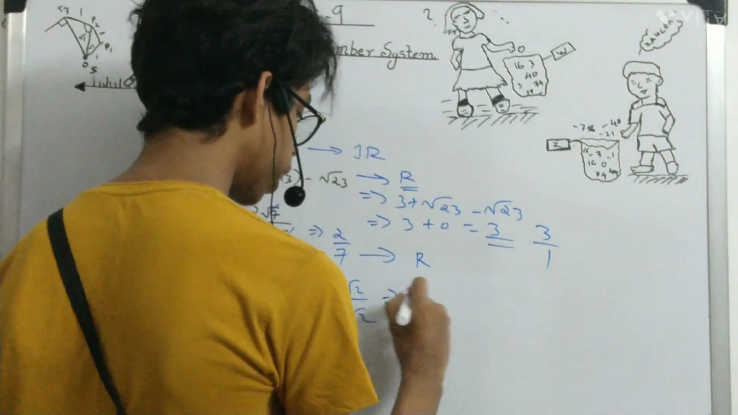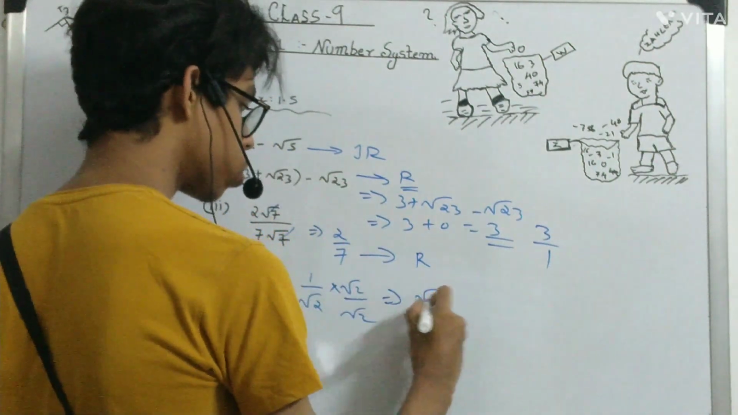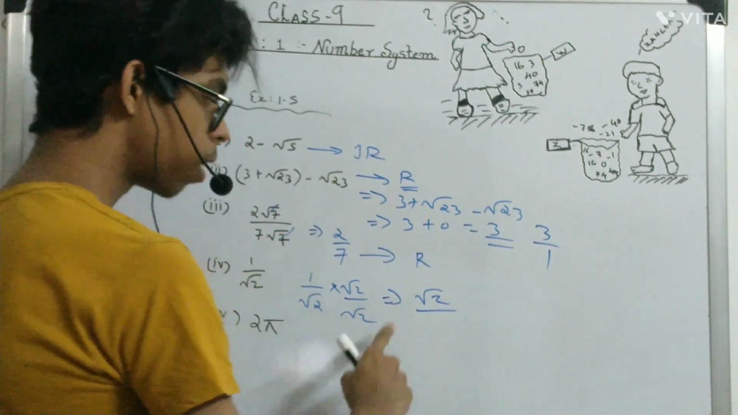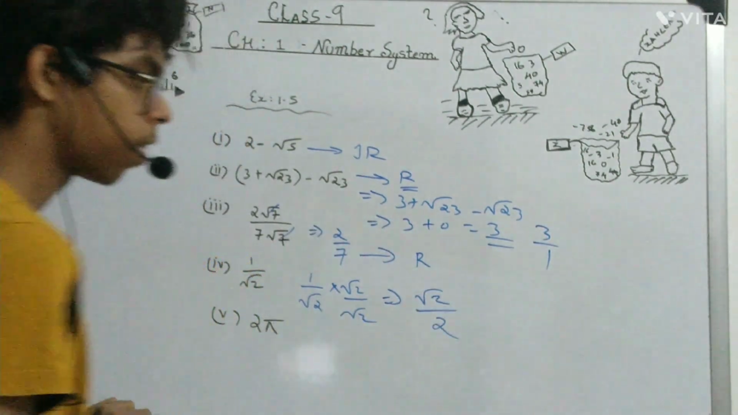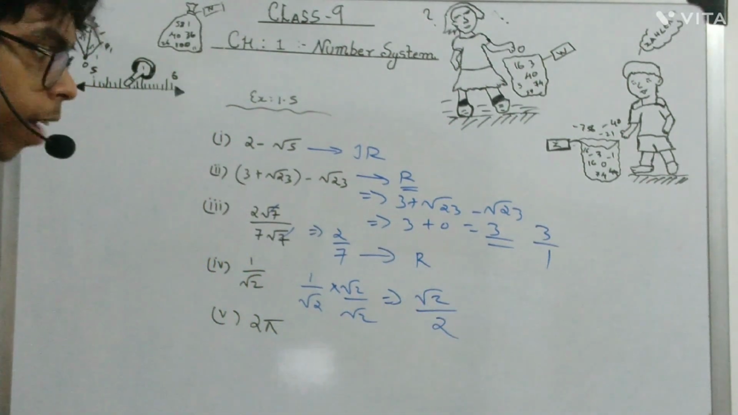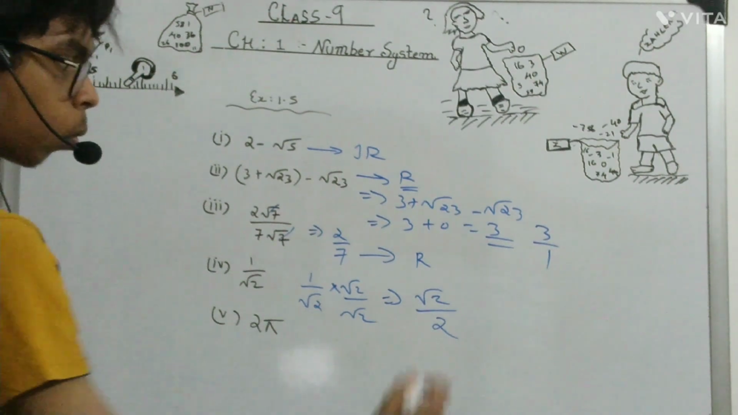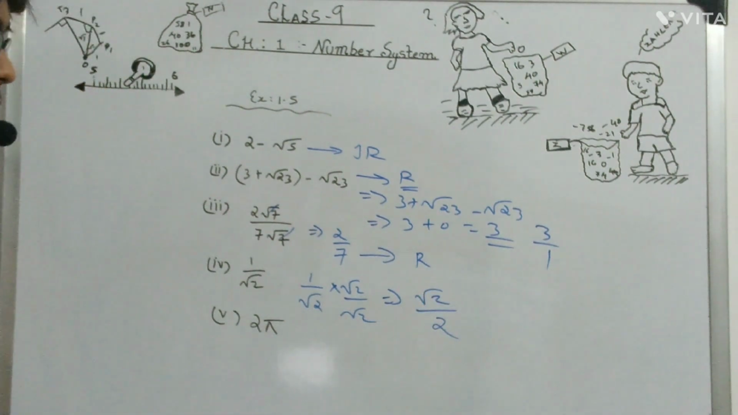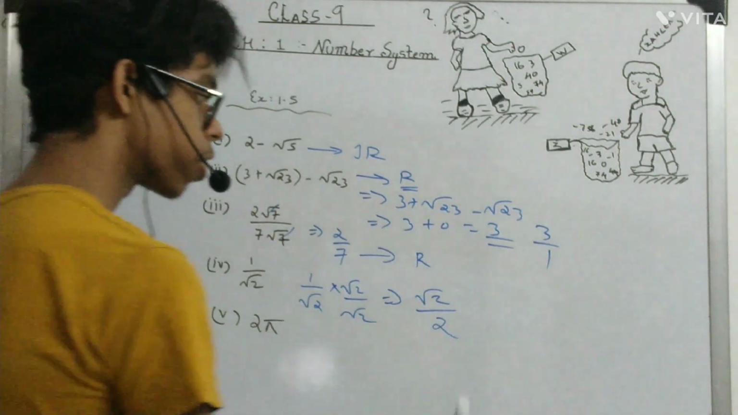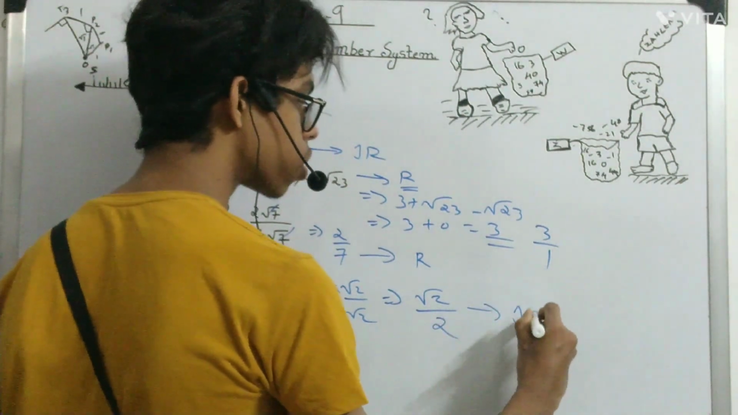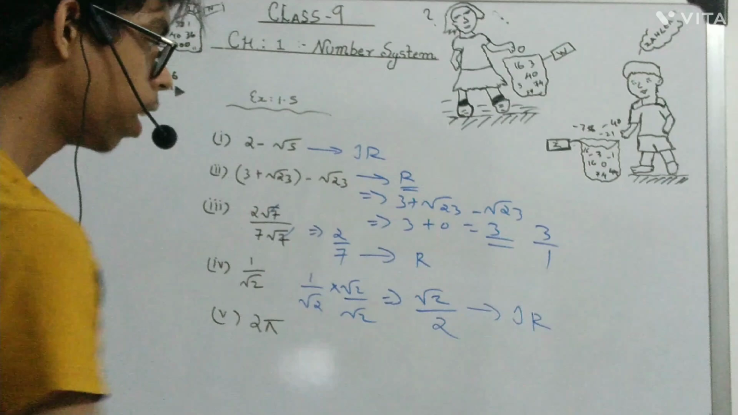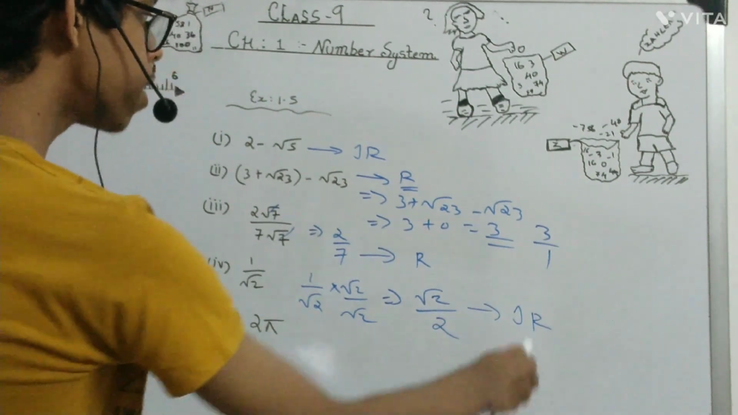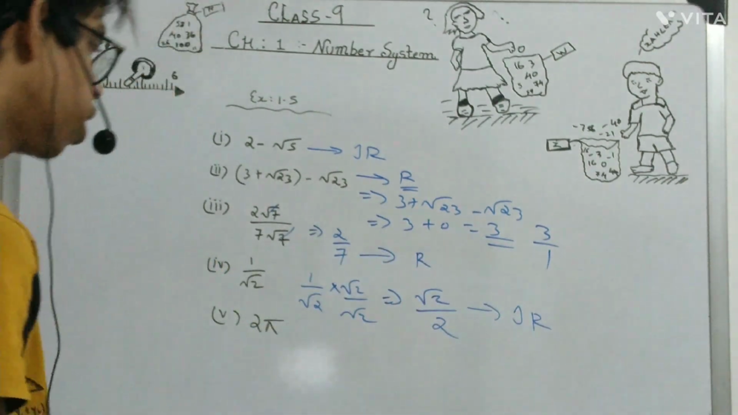So when we do, what will we get as our answer? 1 into root 2 is root 2. Root 2 into root 2: similar roots when we multiply, we get whatever is inside the root. So we will get our answer as root 2 divided by 2. And we know root 2 is irrational, so irrational by rational is always what? Irrational itself. I hope I am clear. Irrational by rational is always irrational itself.